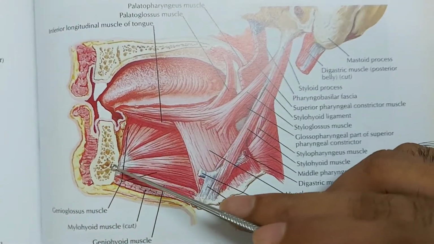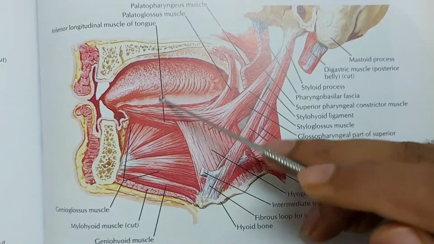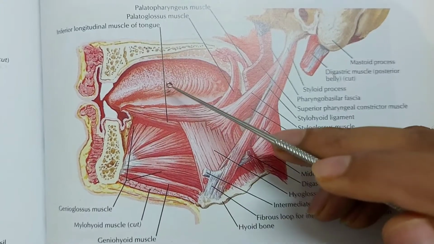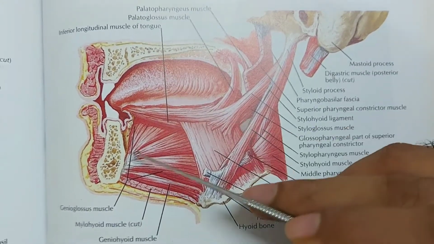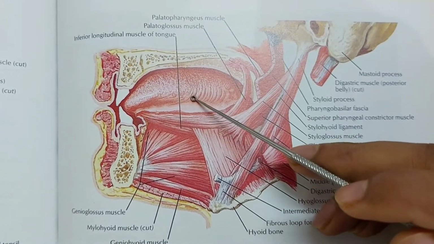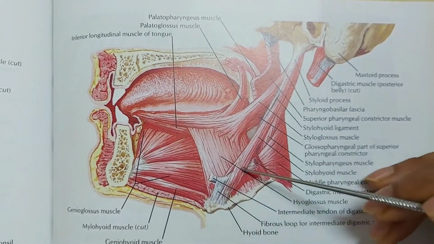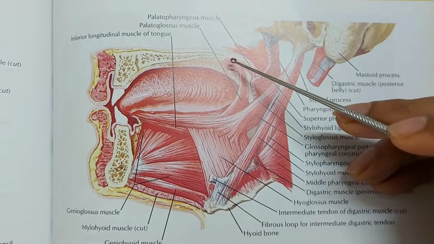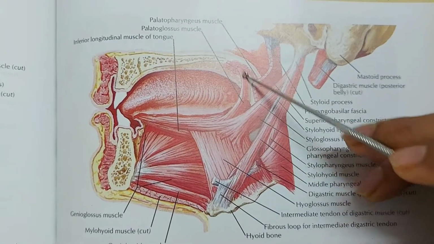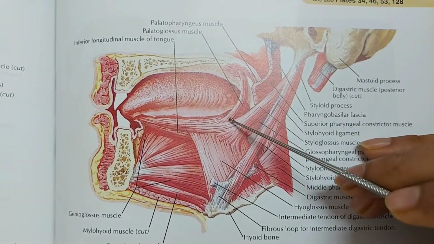And here is the genial tubercle of the mandible. From the genial tubercle there is a fan-shaped muscle that forms the tongue. This is known as the genioglossus. So we have the four sets of extrinsic muscles, two from the inferior side, genioglossus and hyoglossus, and two from the superior side, that is the palatoglossus and the styloglossus.